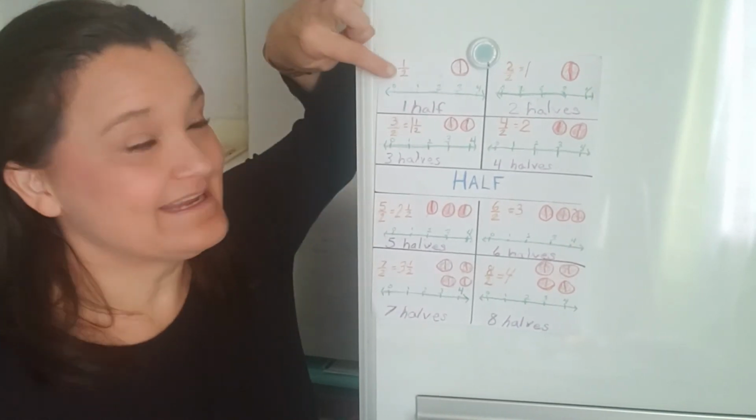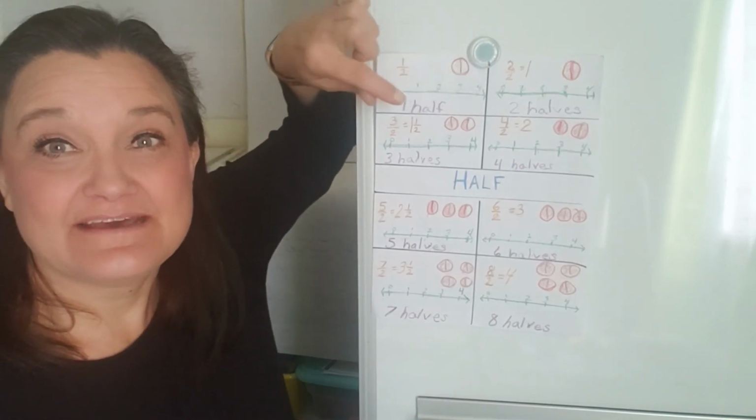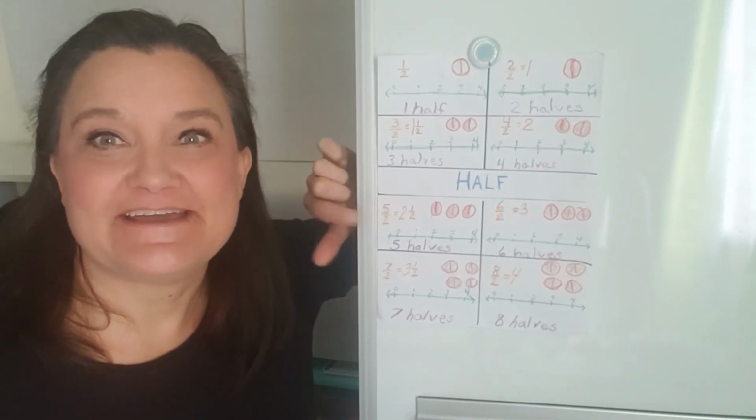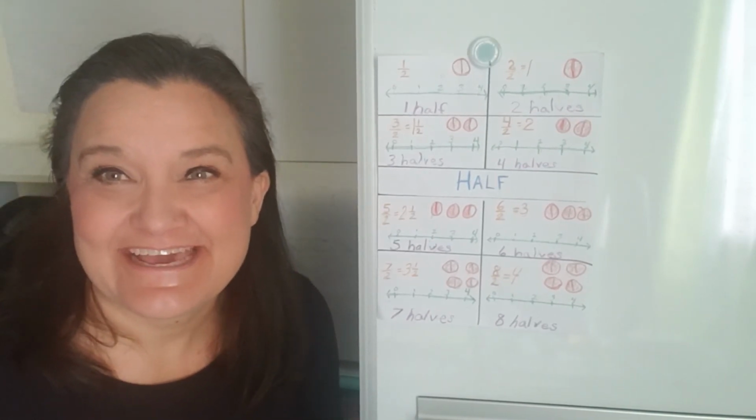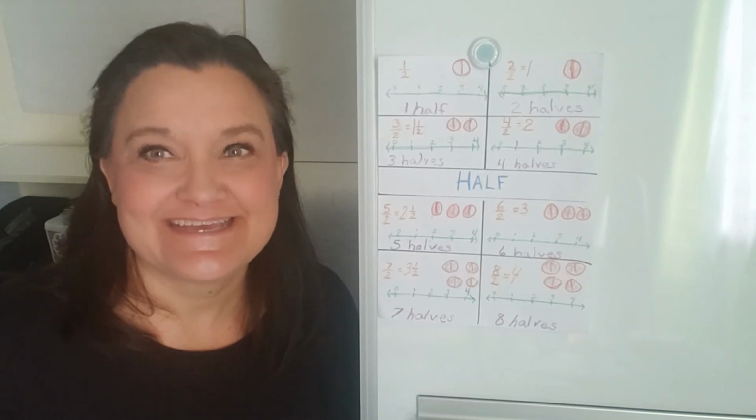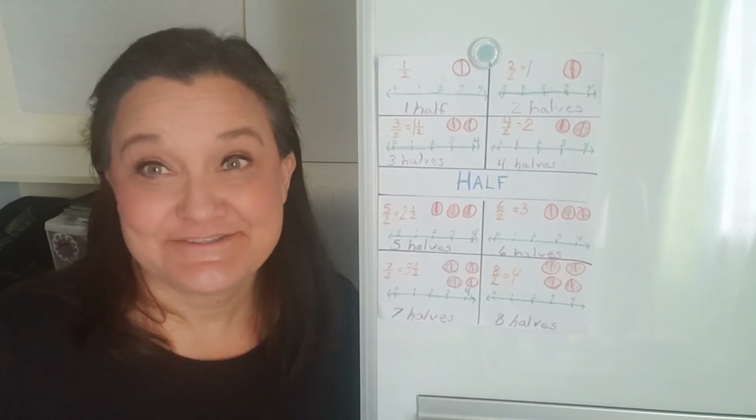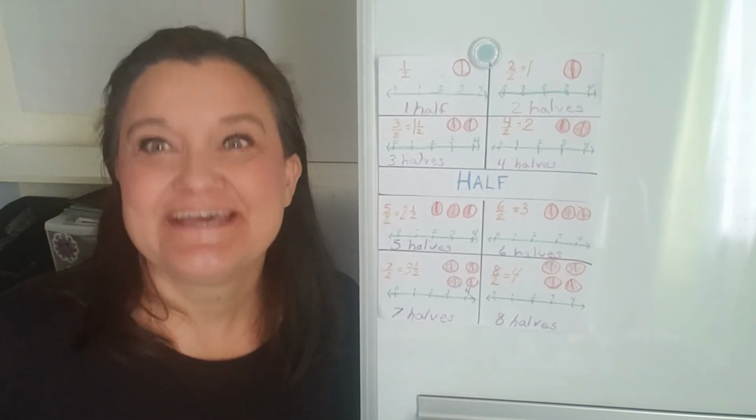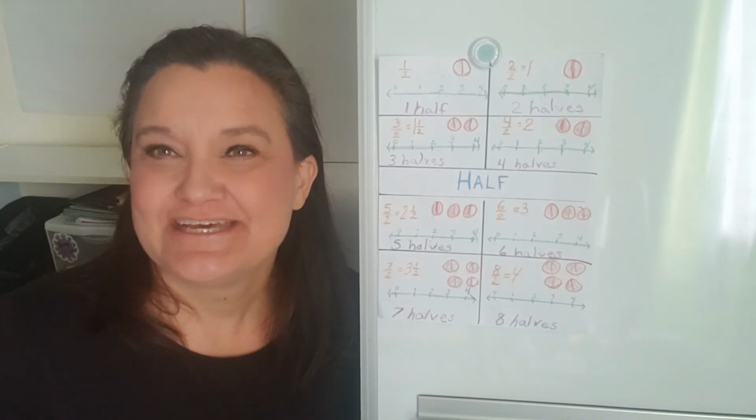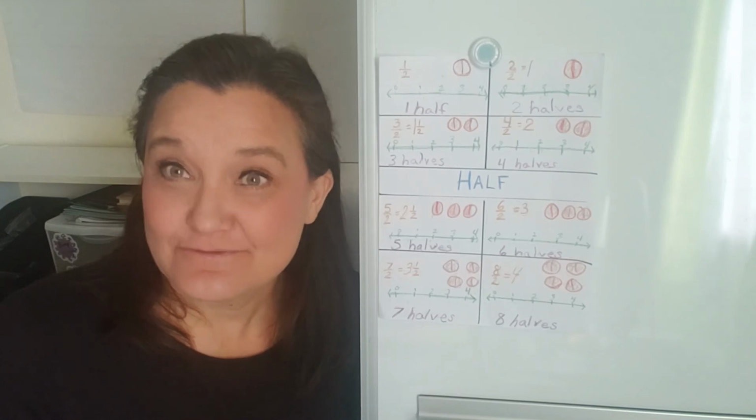It goes 1 half. I did it for 2 halves, 3 halves, 4 halves, but I also did it for 5 halves, 6 halves, 7 halves, and 8 halves. So if you would like to go above and beyond, and I know some students who would like to, you can have more sections per page and show what you know that way.